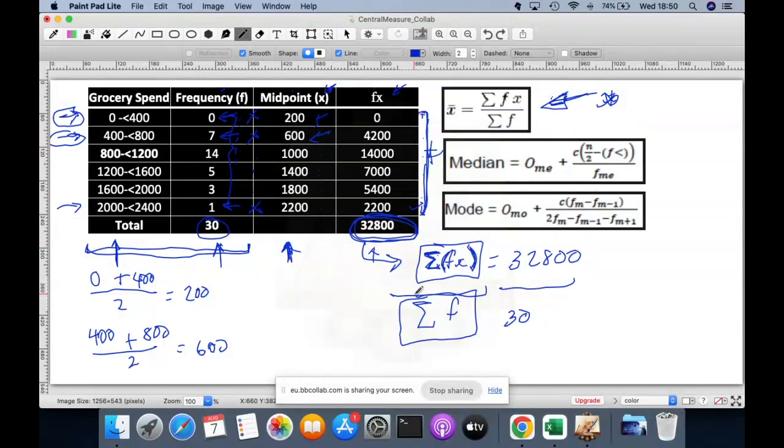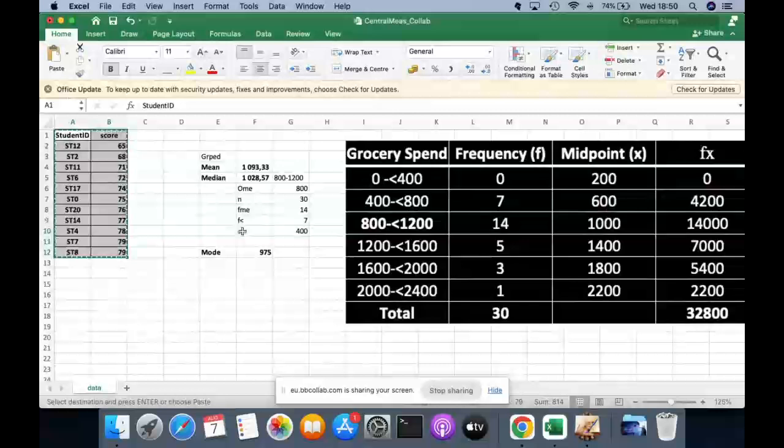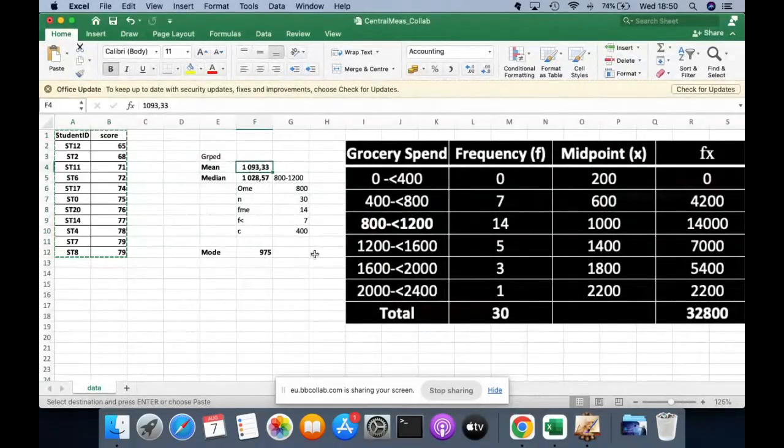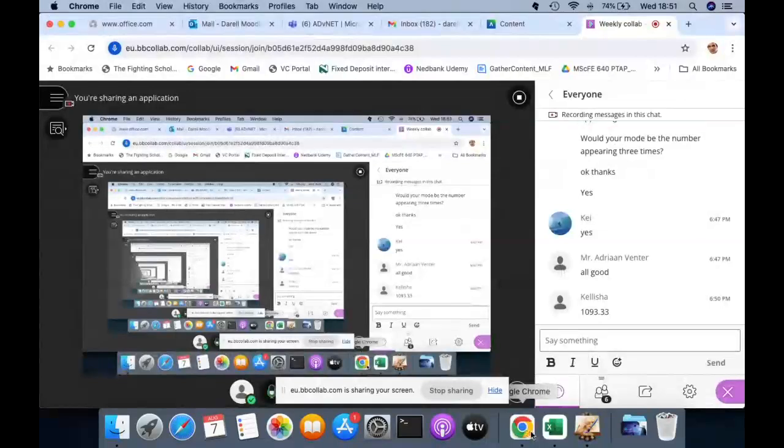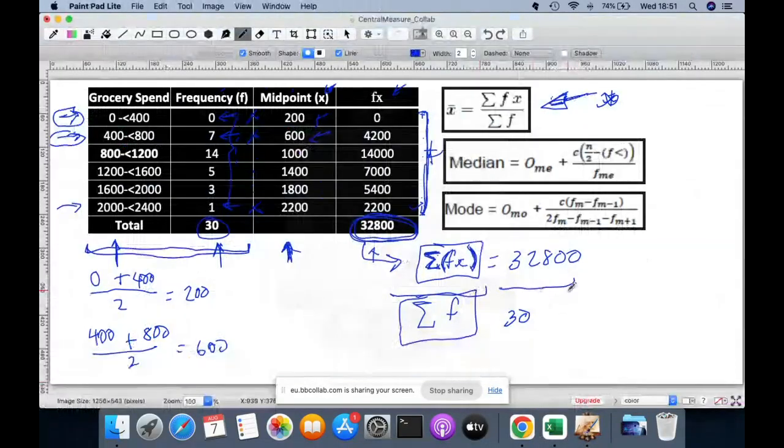And if you do that, you should get a value of 32,800 divided by 30. I did it already somewhere. 1093.33, I think. You can just double check that for me. 1093.33. Thanks, Felicia. Thank you. Appreciate that. So 1093.33. Okay, everyone's okay with this. I know this is a very long method to do it, but you do need to know how to do it. And I do need to explain that to you.